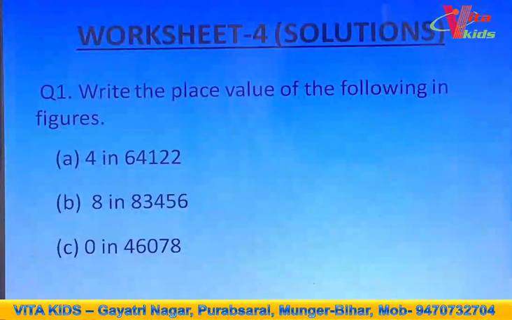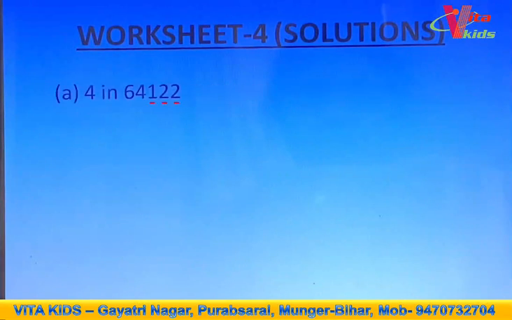Question 1. Write the place value of the following figures. 4 in 64122. Here after 4 we have 3 digits, that is 1, 2, 2. So we will convert all the 3 into 0 and we will have 4 followed by 3 zeros. So 4000 is our place value.